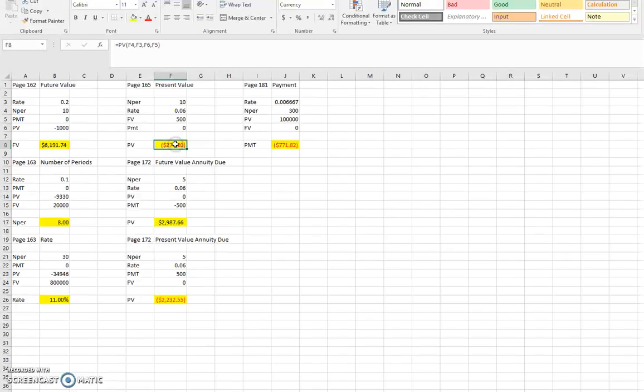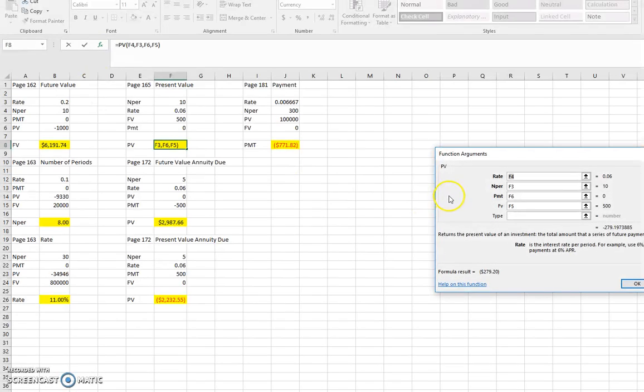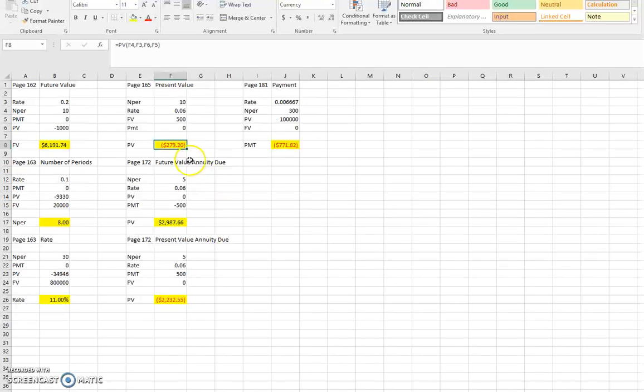Present value, this is saying if I need to have $500 in the future, how much do I need to invest today if I can earn a rate of 6%? So I'm going to again pull this up just to show you. I pulled up the present value function, put in the rate as 0.06, the number of periods is 10. There was no payment, and the future value was the $500. And if I hit OK, we get the $279.20 I need to invest to get that positive $500 in the future.